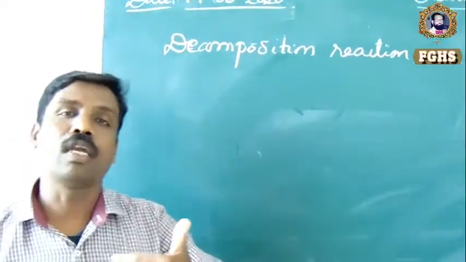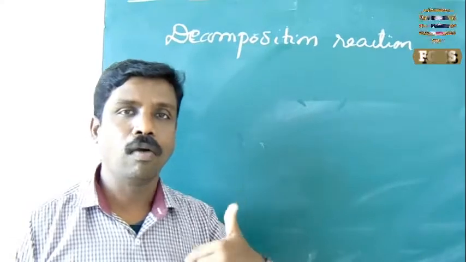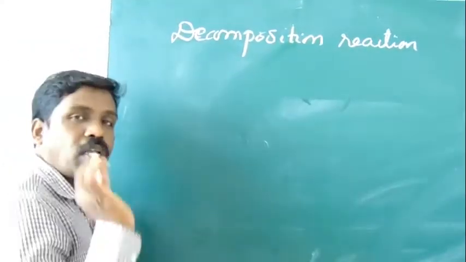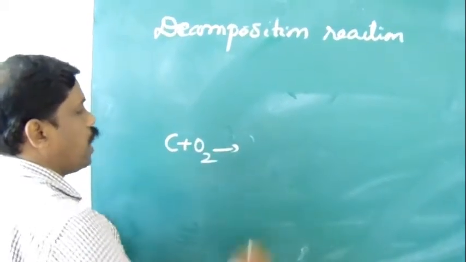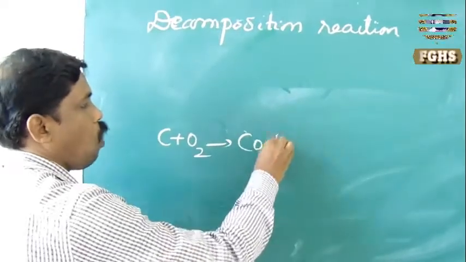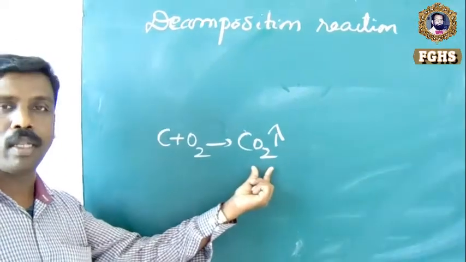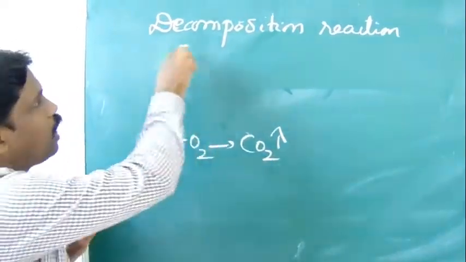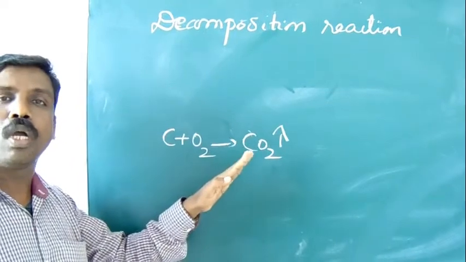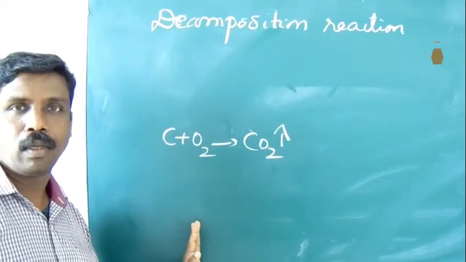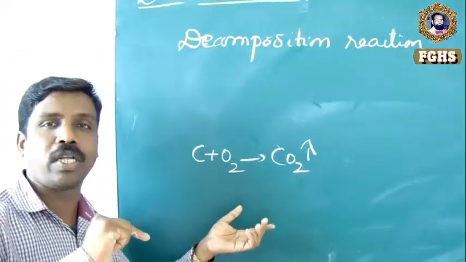Before I explain what is decomposition reaction, let me remind you of what is combination reaction. See, in combination reaction what happened? Two reactants are combined together to give one product. Two reactants are combined to give one product. But in decomposition reaction, this is exactly opposite to combination reaction.